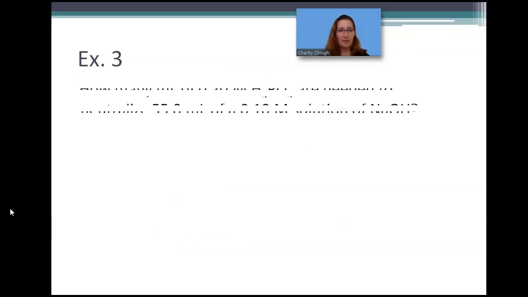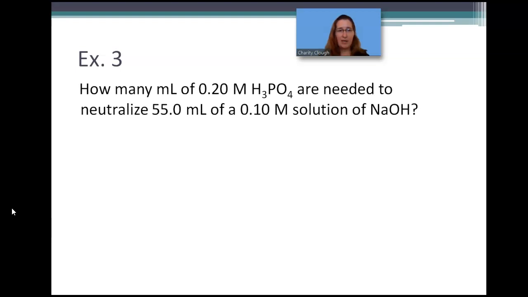So on number three, same idea, except we're asking for volume. So we're looking for the volume of an acid. That's why it's really important that you can recognize an acid when you see one. It makes these a whole lot easier. Same thing with a base. I know this is an OH, so I know this is a base.